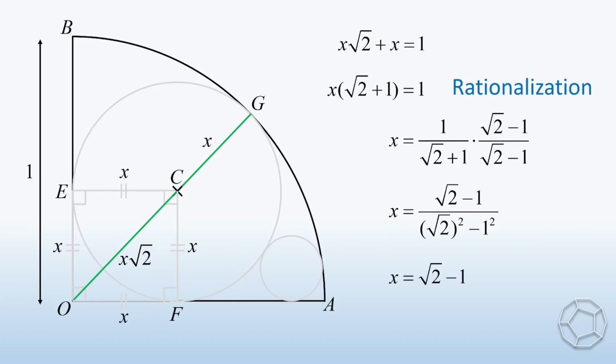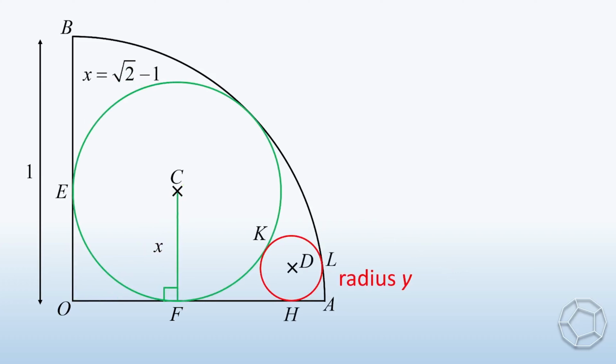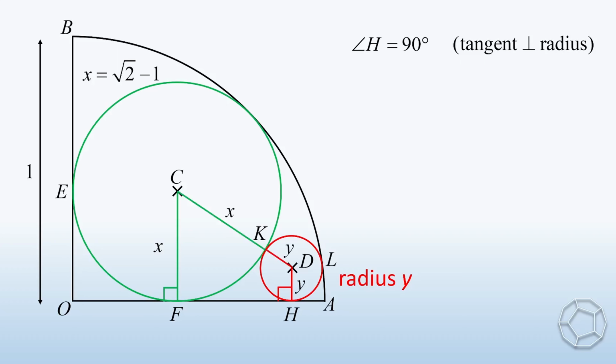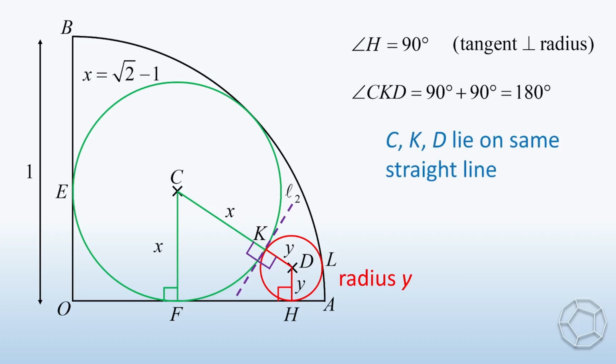Alright, let's move on to the smaller circle. Construct the radius DH, which is equal to y. Then, angle H is equal to 90 degrees. Is there any relationship between the two circles? Let's construct the radii CK and DK, and L2 be the common tangent. So we get two more right angles. That means angle CKD is actually 180 degrees. Therefore, the 3 points C, K, D also lie on the same straight line.